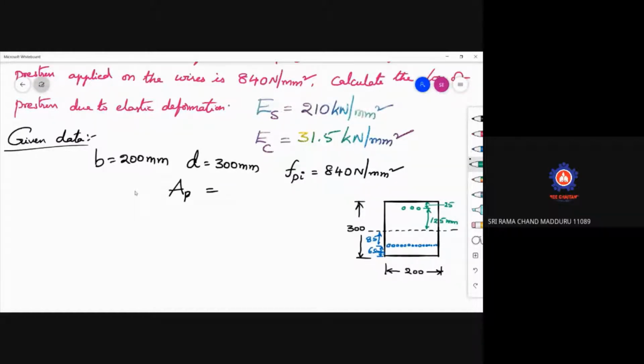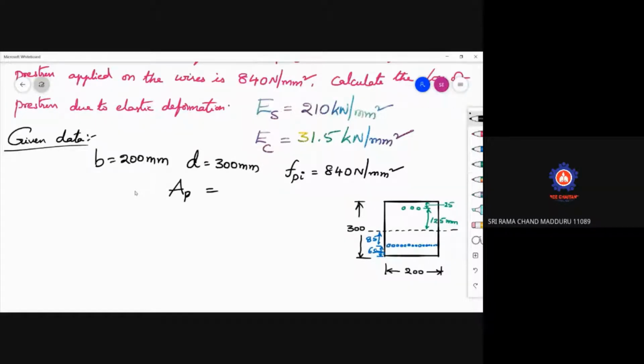Okay, so here we need to calculate the stress in concrete at level of steel at this level, as well as the stress in concrete at level of steel at this level. So we need to calculate for both the cases. Why? Because here it is different. Now, coming to this, or otherwise we will do one thing. Here, what is the area?